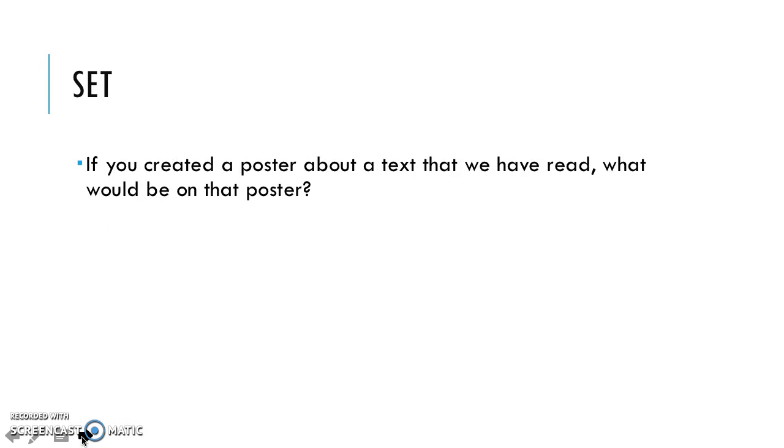Okay, so if you created a poster about a text that we've read, what would be on that poster? Well, right away, obviously, the first thing would be your text title. The second thing would probably be the name of the author, and then of course the last thing would be an illustration of some sort. That's exactly what we have going on today.